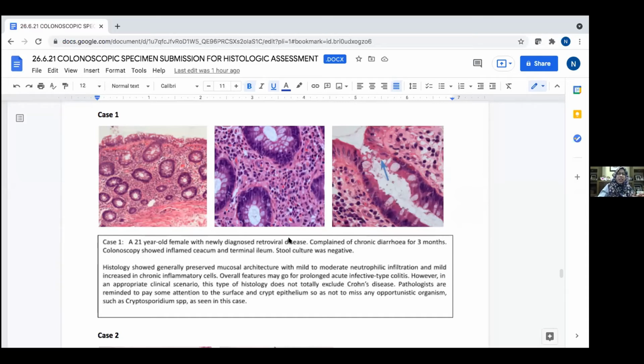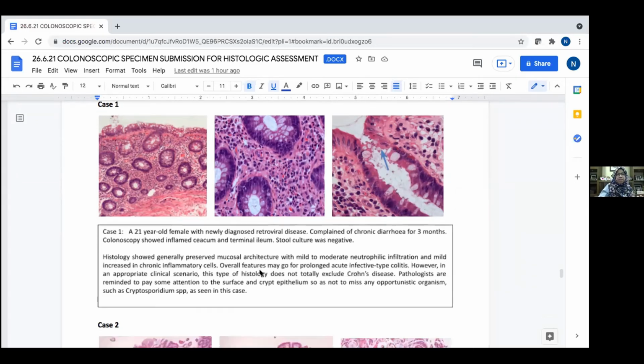If the diagnosis of retroviral disease is not provided, it may cause you to go through very fast, giving a diagnosis of infective colitis, NOS, whereas you could give a more definite interpretation if you spend a little bit more time. Always look on the surface epithelium.